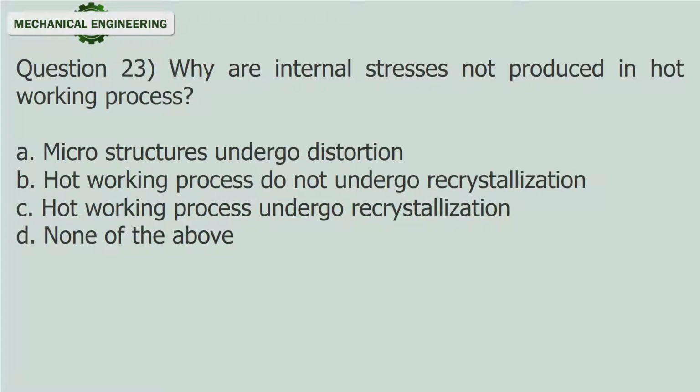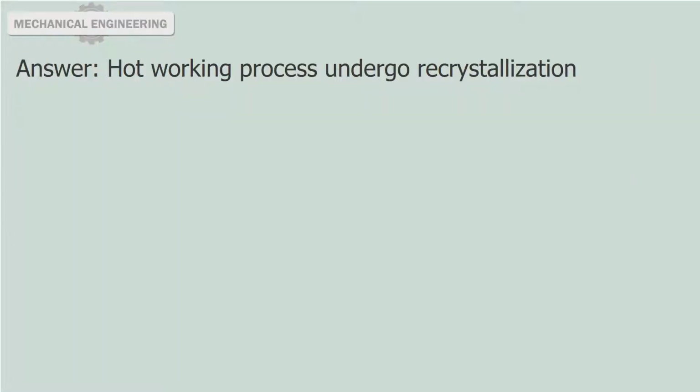Question 23. Why are internal stresses not produced in hot working process? A. Microstructures undergo distortion. B. Hot working process do not undergo recrystallization. C. Hot working process undergo recrystallization. D. None of the above. Answer: Hot working process undergo recrystallization.